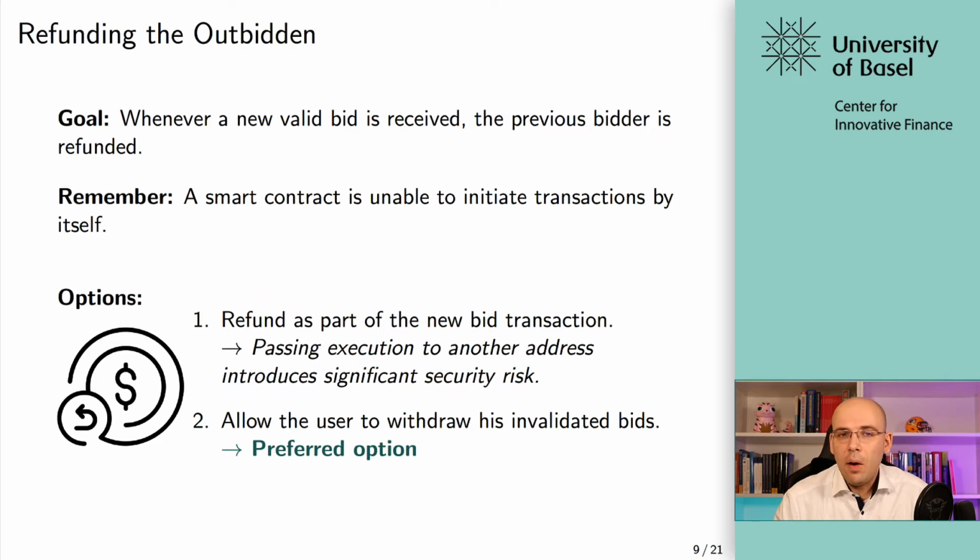And second, passing the execution to another address just introduces a significant and unnecessary security risk. It's just much cleaner when we say the person who actually placed the bid is the only person who can withdraw the bid, and that's what we're going with. Okay, so we will exclude that. We will have a separate withdraw function, where the user who has been outbid can withdraw these funds later on.